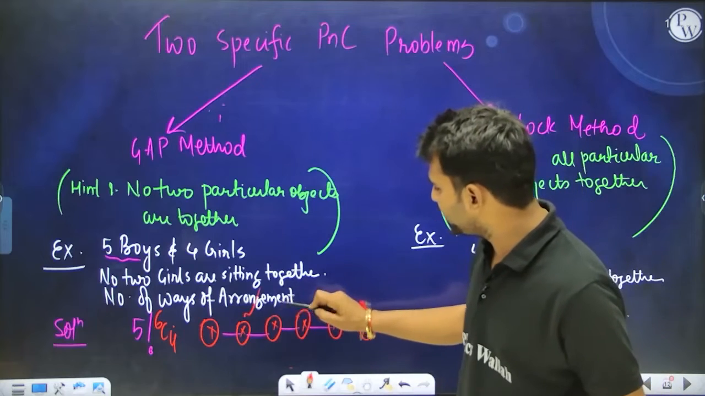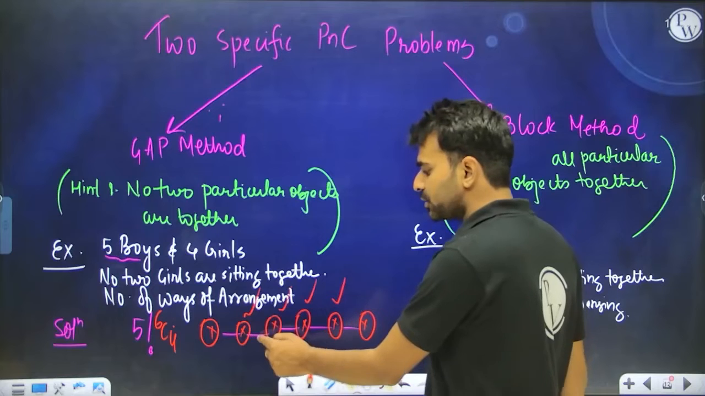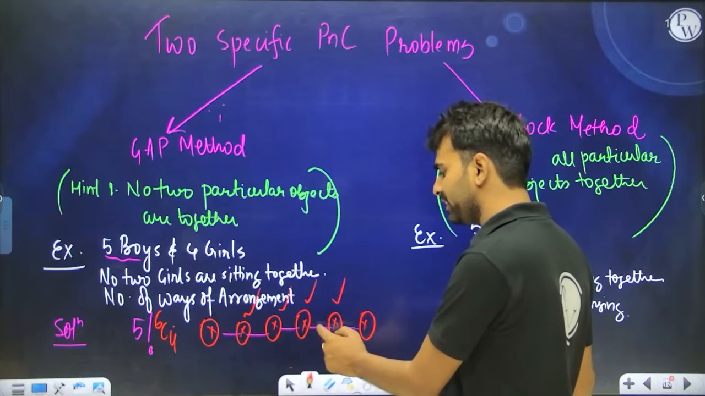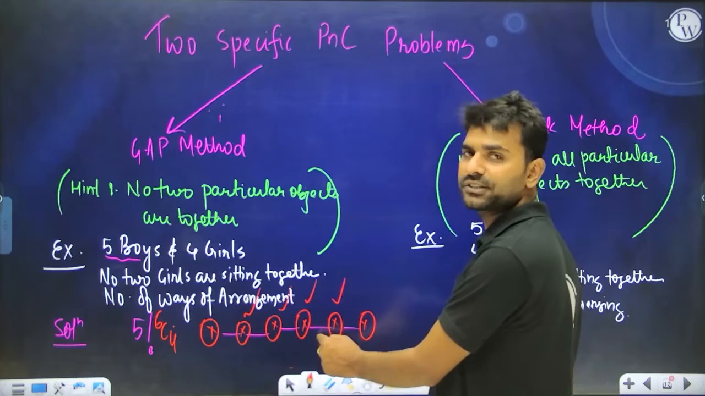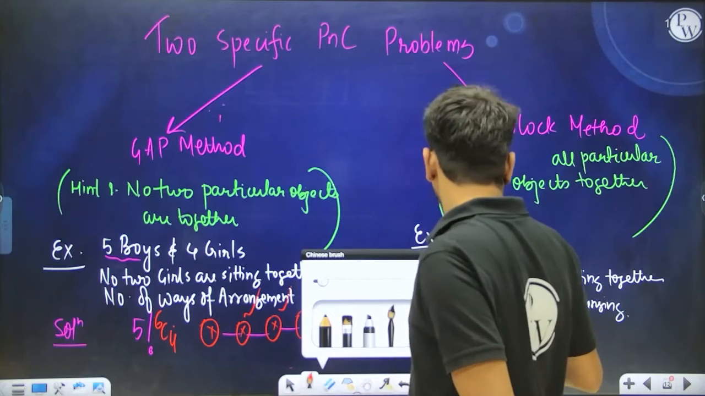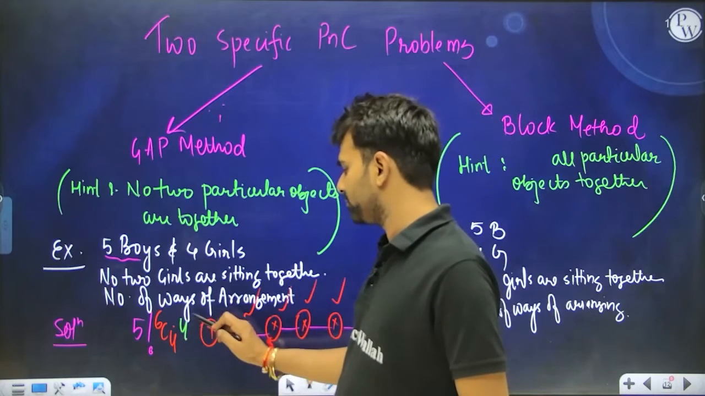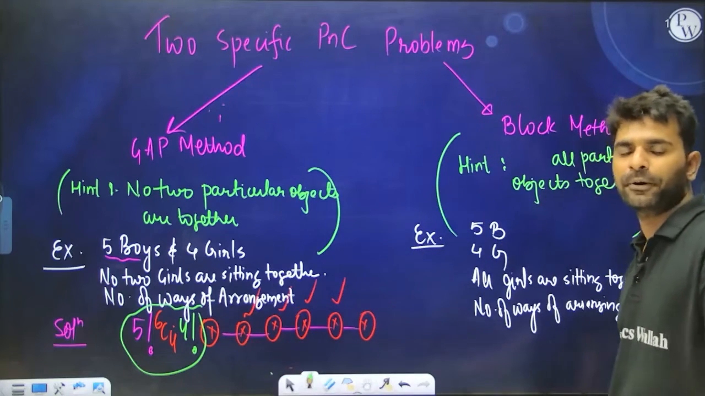Let's say I have chosen this seat, this seat, this seat and this seat. Over here if you see, between these 2 girls, this boy is there. Between these 2 girls, this boy is there. Between these two girls, this boy is there. So no 2 girls are sitting ultimately together, yes or no? But also observe that these girls can arrange among themselves, yes or no? So this is what is going to be the answer. I hope you understood the approach.